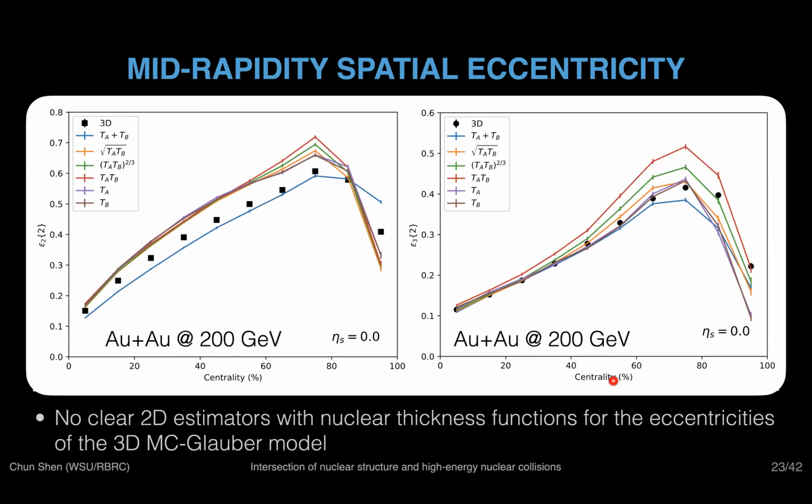Yeah, so what you will see is that, first of all, none of the estimates from 2D give you a very close result. Epsilon 2 is somewhere between the summation of T_A plus T_B and the other choices.